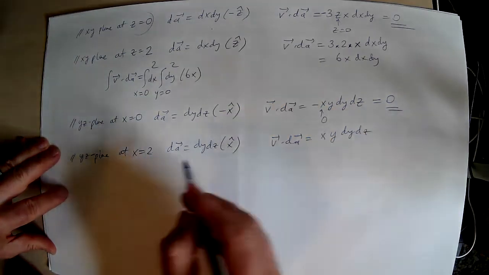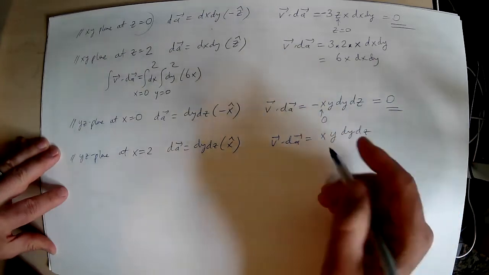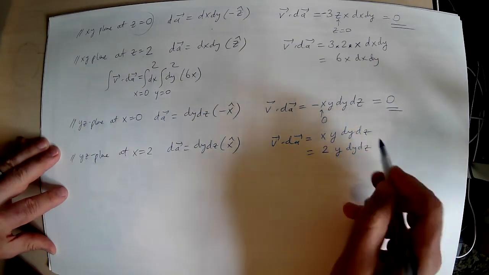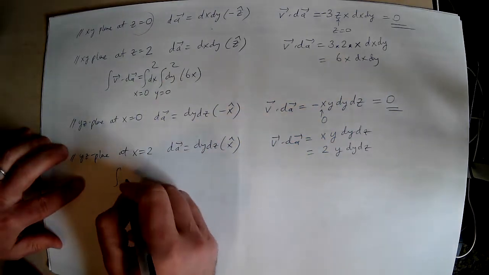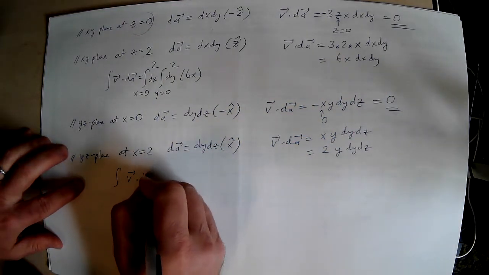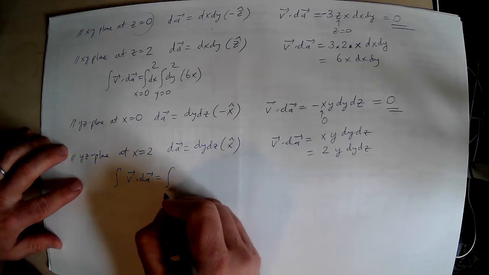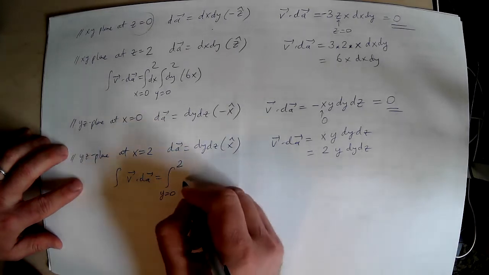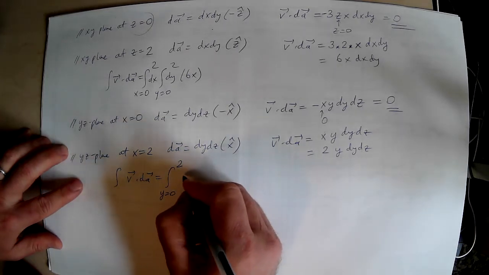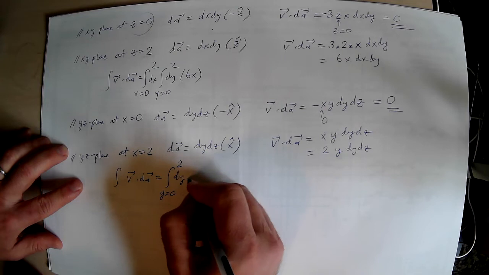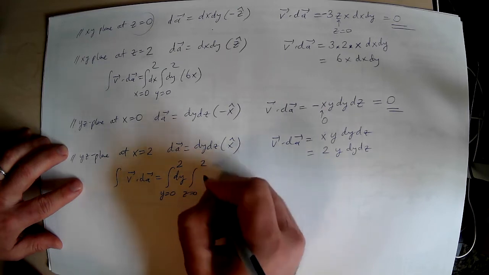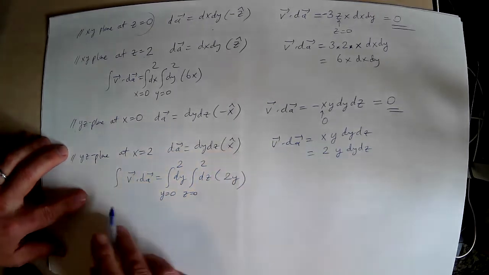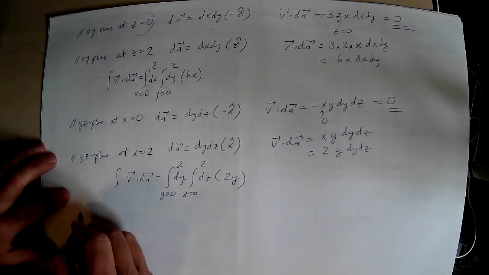Well, x equals 2, y varies from 0 to 1. So this is going to be 2y dy dz. Very similar to this one. So I'm going to write it as v dot dA equals, now I have y 0 to 2 dy, z 0 to 2 dz, and then the rest is 2 times y. So I need to evaluate that, and I'll leave it for now.